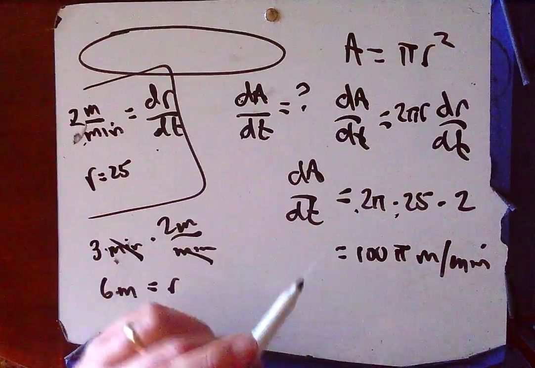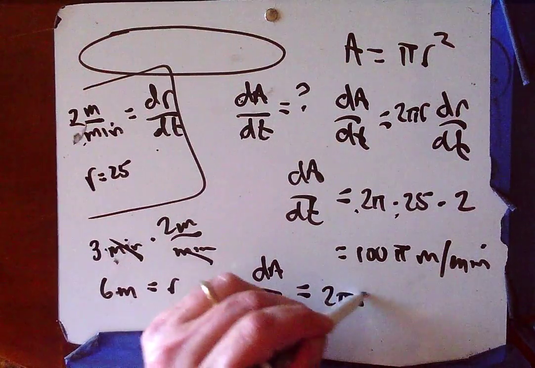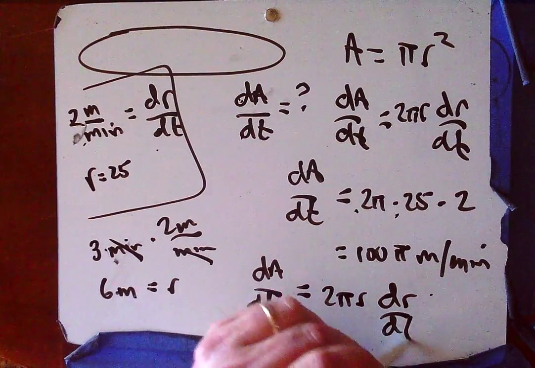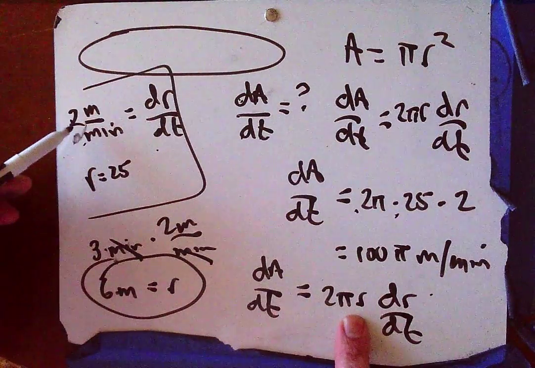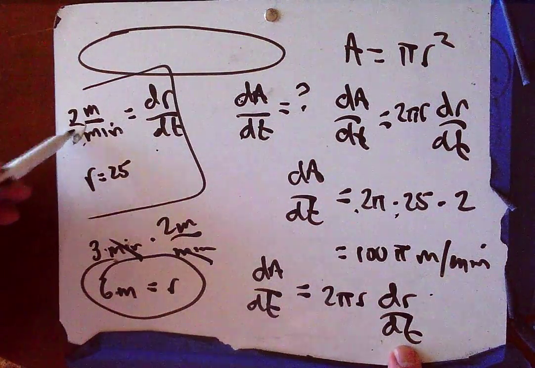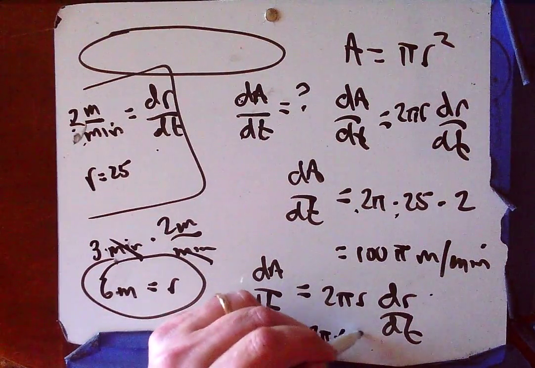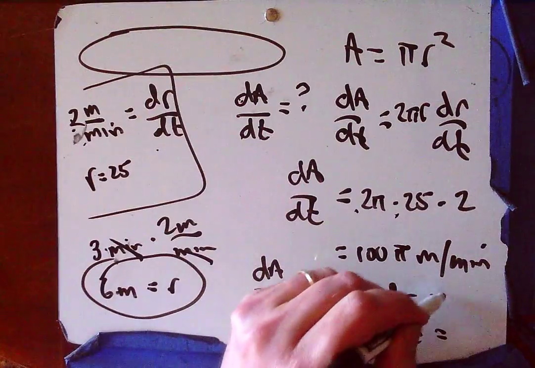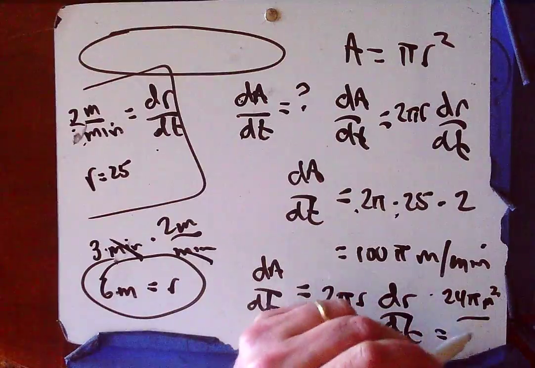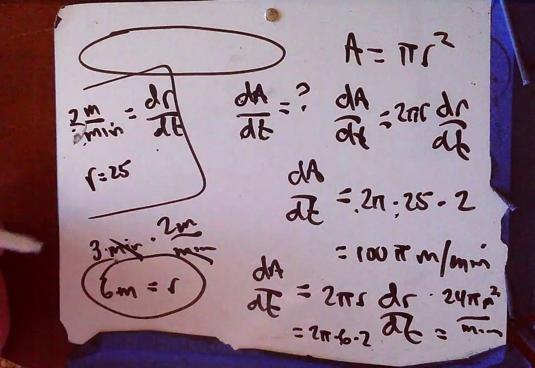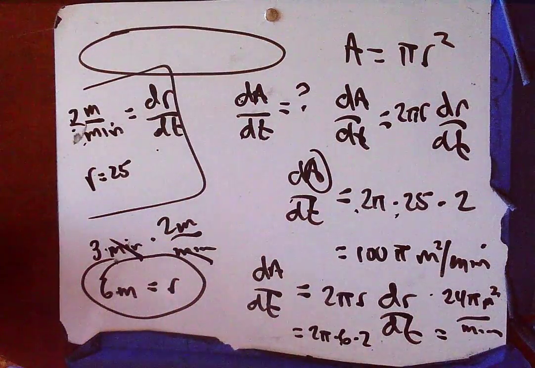Okay, so dA/dt we said would be 2 pi r dr/dt. We know what our r is, 6, and we know what our dr/dt is, 2. So this becomes 2 pi times 6 times 2, or 24 pi meters squared per minute. And did I have meters squared? No, I mean meters squared because I'm talking about area. Okay.